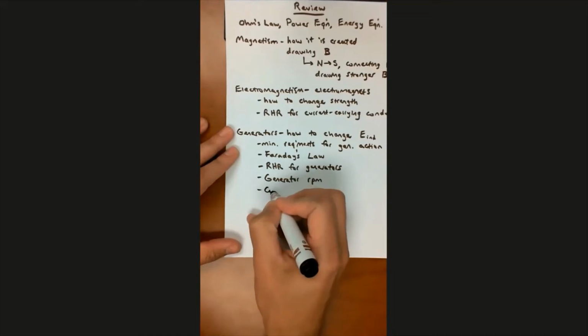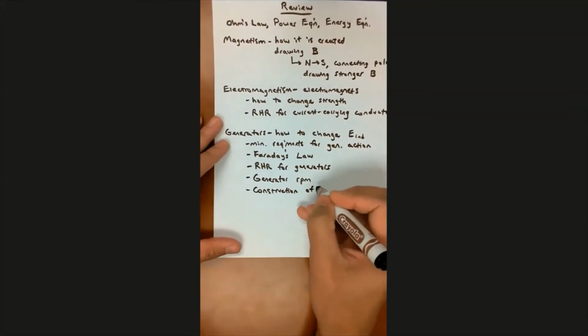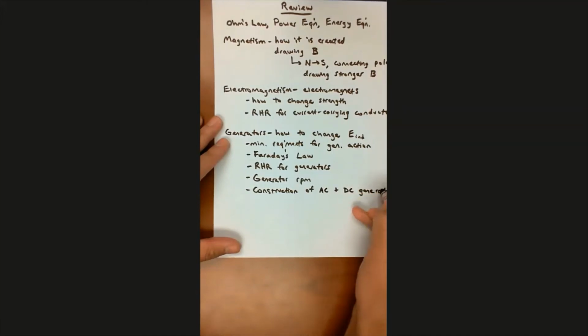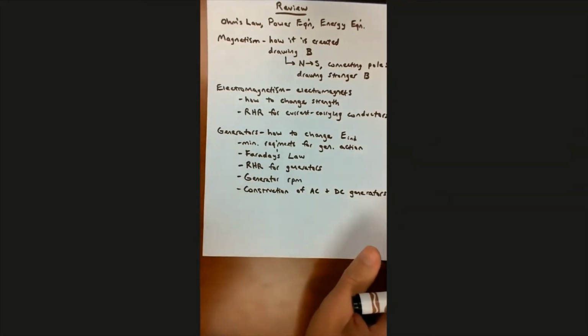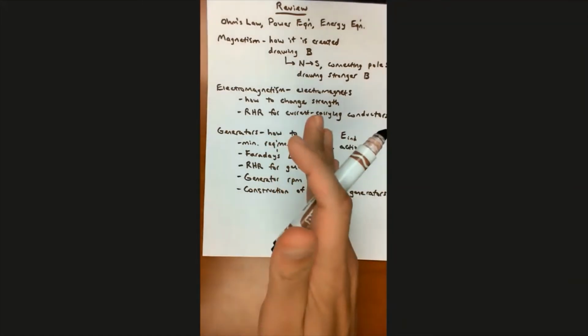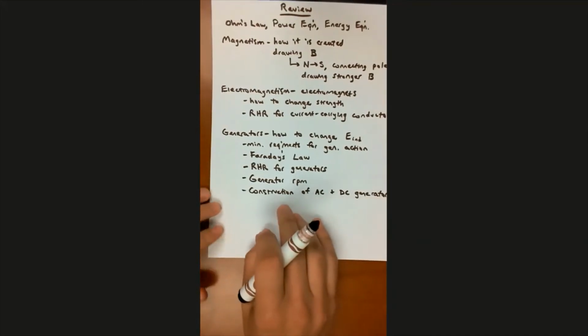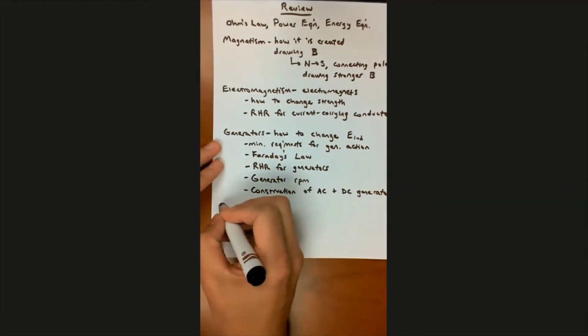And we talked about the construction of AC generators and DC generators. Remember, we talked about AC generators first, and then we said, well, there's just a couple of different things. There's two different things that you have to do to turn your AC generator into a DC generator. One had to do with split ring commutators, and one had to do with adding more coils on the armature.